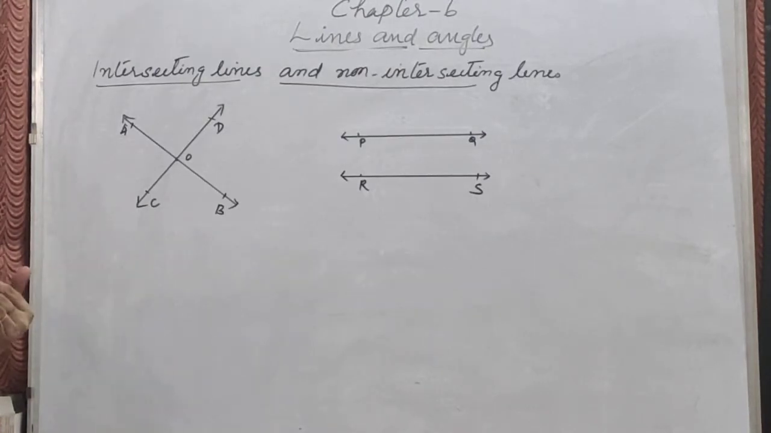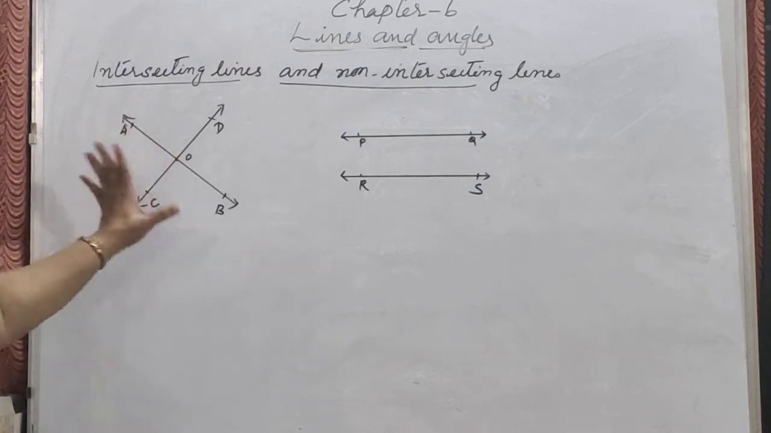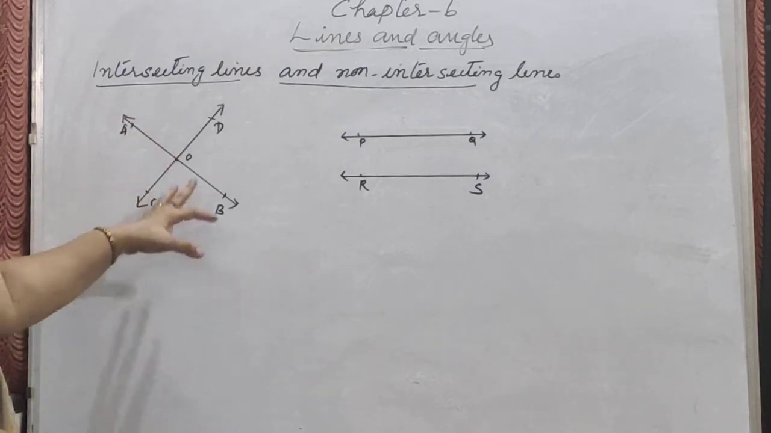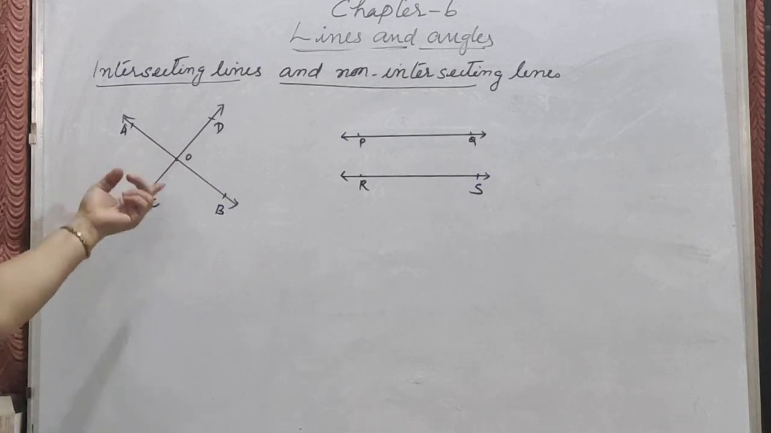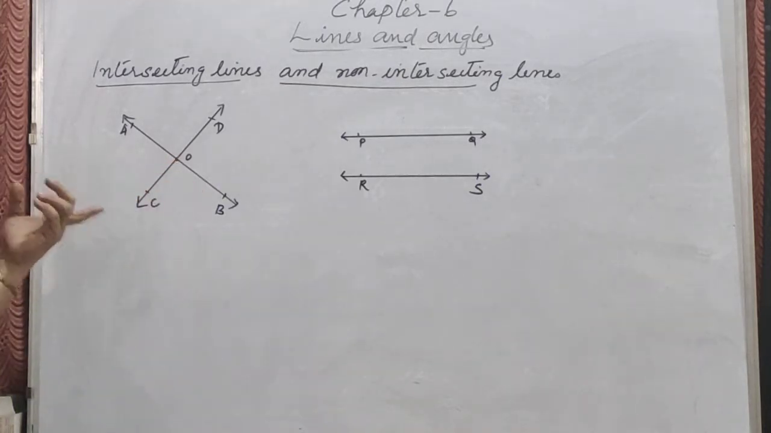Intersecting lines and non-intersecting lines. Intersecting lines means they will have a common point. AB and CD are the two lines. They are meeting at O, which means the intersecting point is O. So they have a common point.